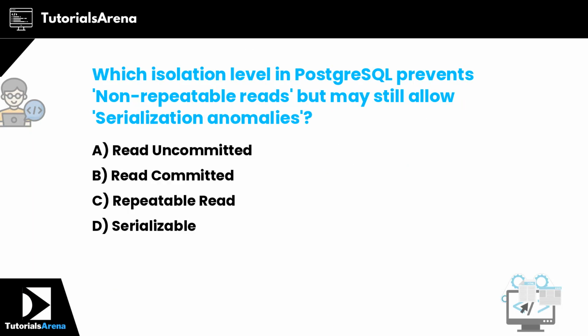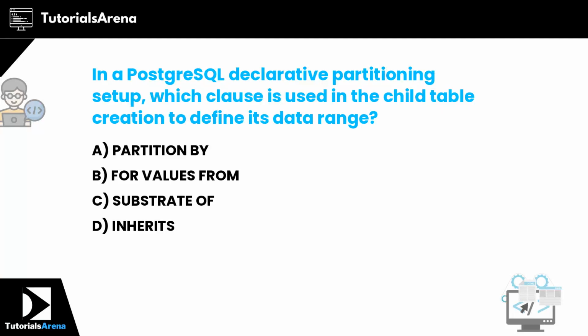Which isolation level in PostgreSQL prevents non-repeatable reads, but may still allow serialization anomalies? The correct answer is option C, repeatable read. In a PostgreSQL declarative partitioning setup, which clause is used in the child table creation to define its data range? The correct answer is option B, for values from.